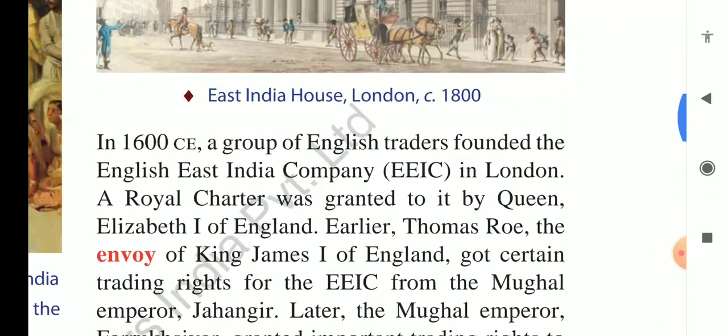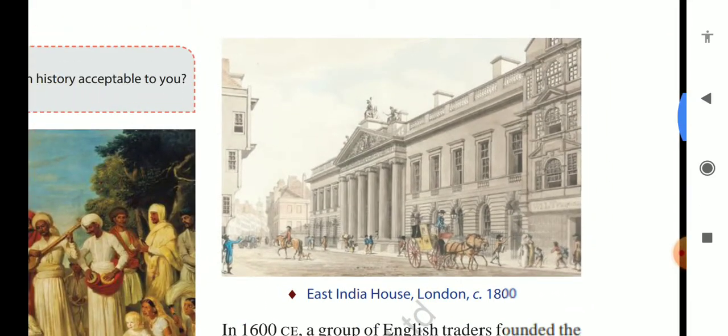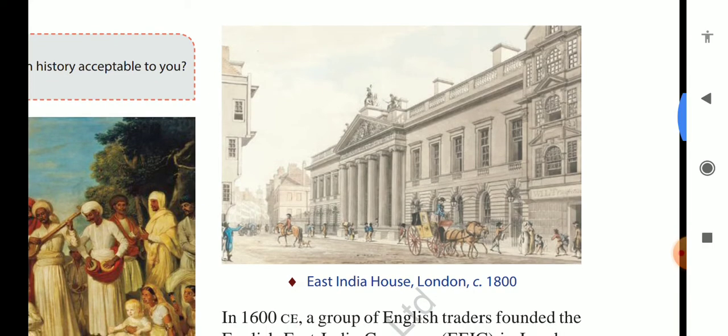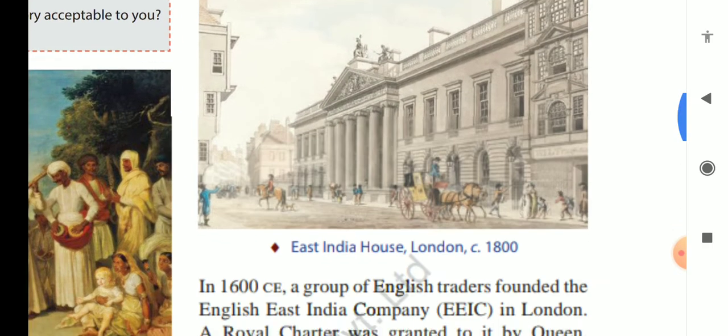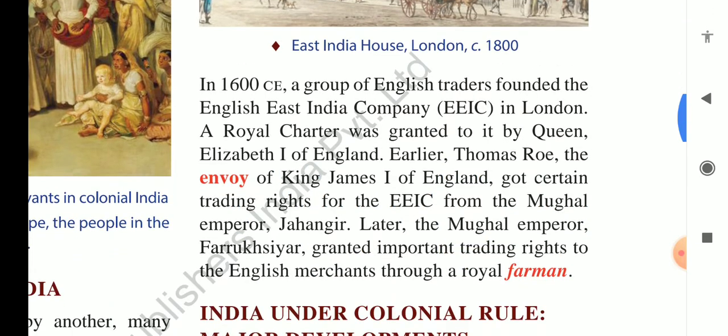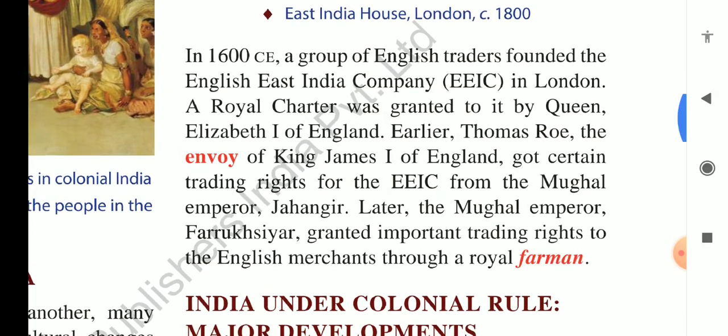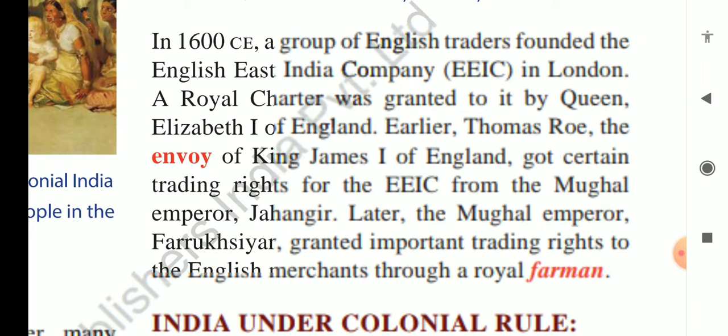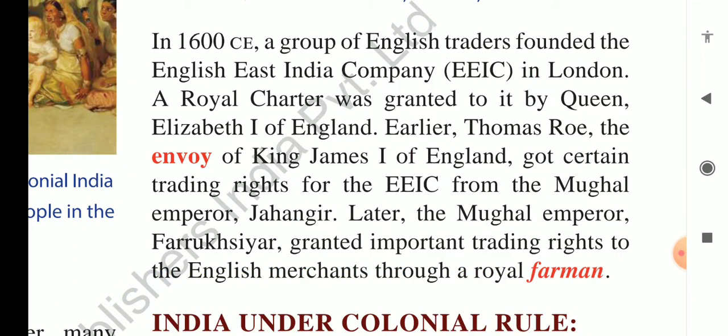So let us see. You can see a picture, East India House of London City. It was around 1800. In 1600, now the crucial point is there. In 1600 CE, CE means Common Era, a group of English traders founded the English East India Company, that is EEIC. You should remember this acronym, right? In London. So in 1600, some English traders made a company named English East India Company, London.